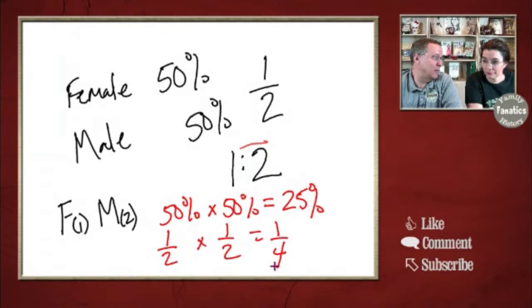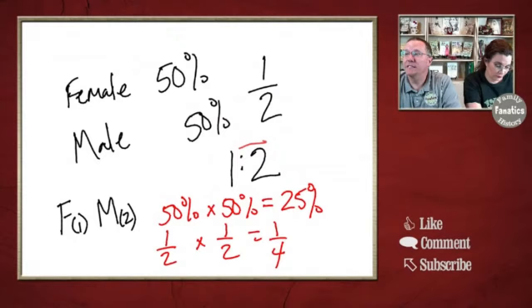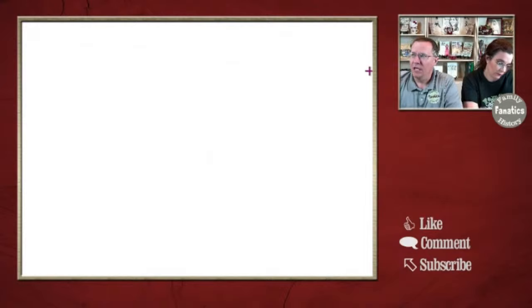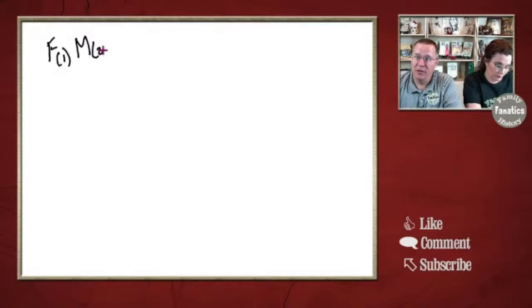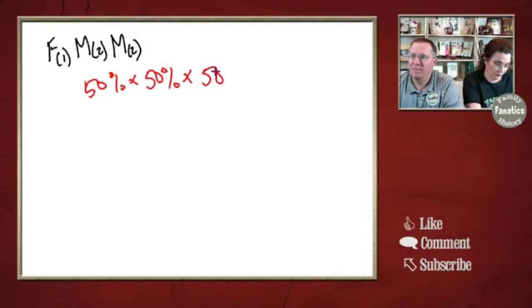Okay. All right. So let's go now to the next thing, possibility. And we're going to say, what is the possibility or the probability of having a female and then a male? And then let's do another male because that's what we have. We just follow the exact same thing here. And what we end up with is 50% times 50% times 50%.